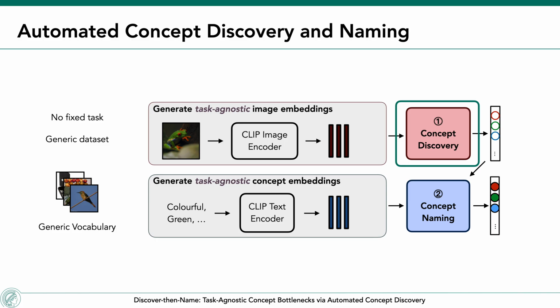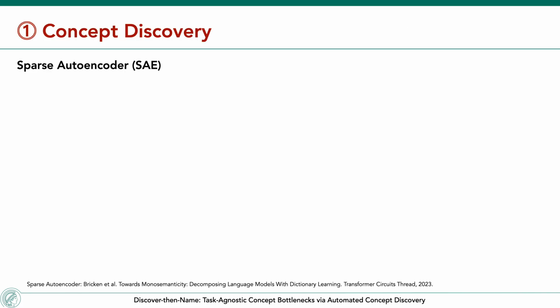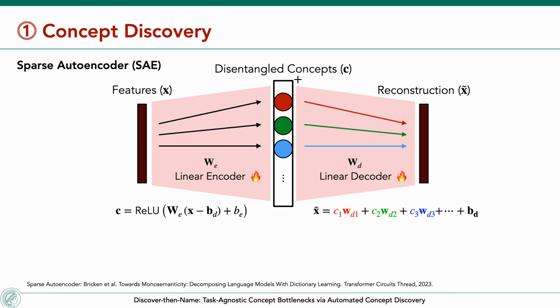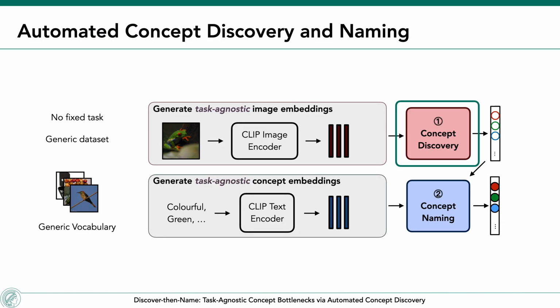Let's now look at the first step, which is automated concept discovery, where we use a sparse autoencoder or SAE in short. The encoder learns to disentangle concepts by mapping the CLIP image features into a high-dimensional and sparse space of concepts using a linear transformation followed by ReLU. The decoder then combines the unit norm dictionary vectors weighted by the concept strengths to reconstruct the CLIP features. The SAE is trained using a combination of feature reconstruction objective and a sparsity constraint on the concepts. At the end of this step, we have learned a mapping to concepts, but without names assigned to them.